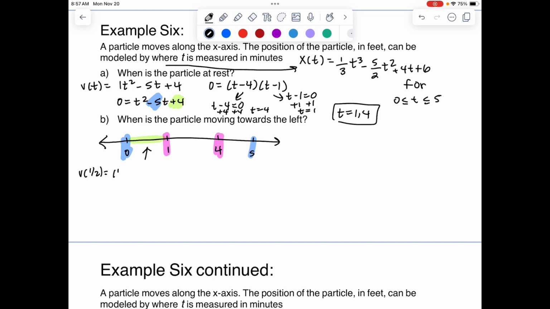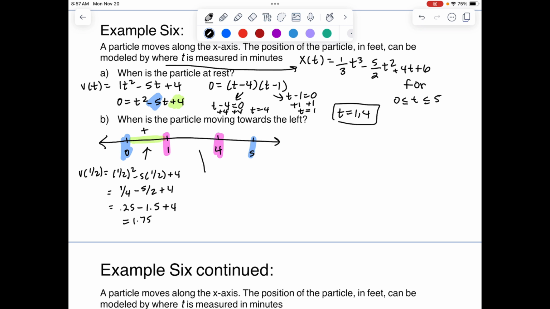So I'm going to do 1/2 squared minus 5 times 1/2 plus 4. This is going to give me 1/4 minus 5/2 plus 4, which equals, I'm going to convert all of this to decimals real quick, 0.25 minus 1.5 plus 4, which is going to give me 1.75. And so between 0 and 1, the velocity is positive, and so the particle is going to be moving towards the right.